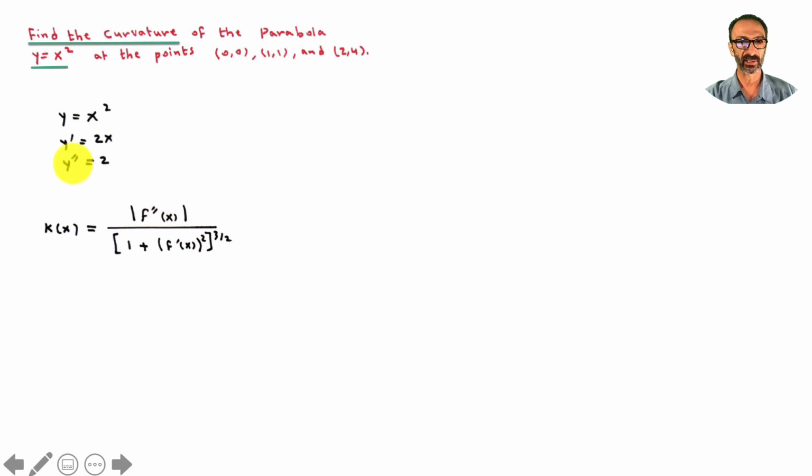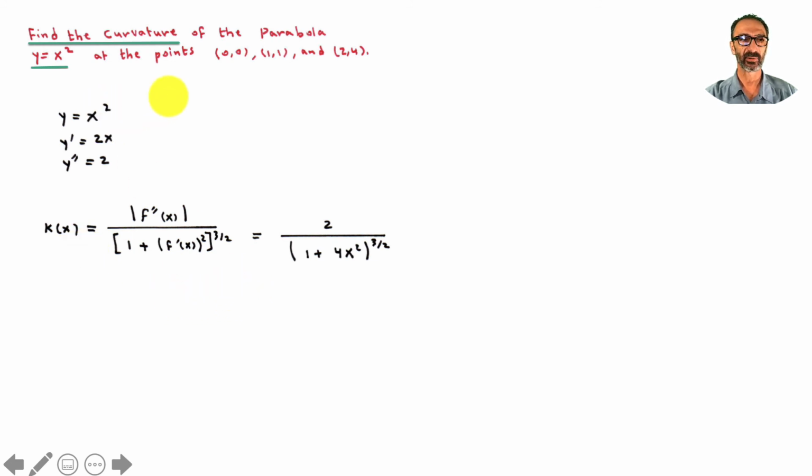The magnitude is going to end up 2. Same thing, 2 squared under the square root is going to end up 2. 2x is going to go right here. That's y prime. Square it, that's going to be 4x to the second. Add 1 to it and put it underneath the exponent 3 over 2. Now we have the curvature.